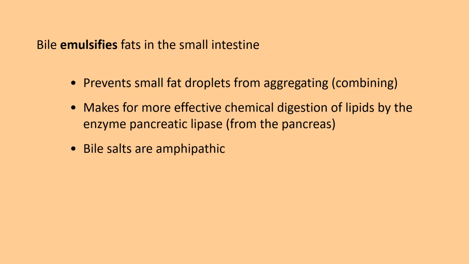Those little fat droplets will have more surface area in order for a lipid digesting enzyme to chemically digest those triglycerides. So bile acts as an emulsifier in the small intestine, and what that means is bile prevents these small fat droplets from aggregating, from combining to form larger fat droplets. And this is going to make for more effective chemical digestion of these lipids by a particular enzyme called pancreatic lipase. So that's a lipase, a lipid digesting enzyme that was produced by the pancreas.